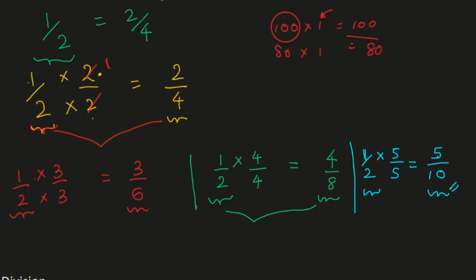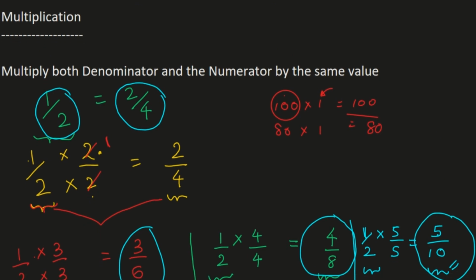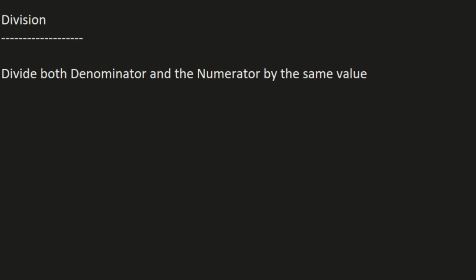There's another thing I need to mention here. 2 upon 4, 1 upon 2, 3 upon 6, 4 upon 8, and finally 5 by 10. All of these fractions are what? Equivalent fractions. Okay, that's the first method, the multiplication approach. So now let's go to the division approach.